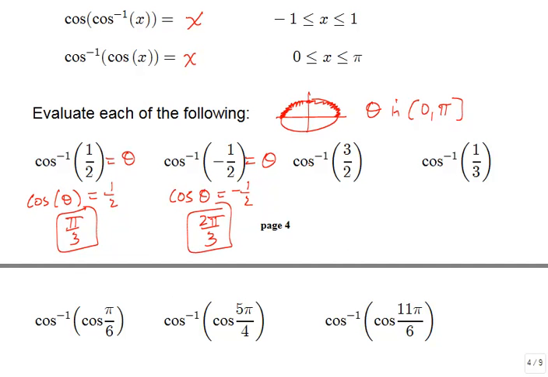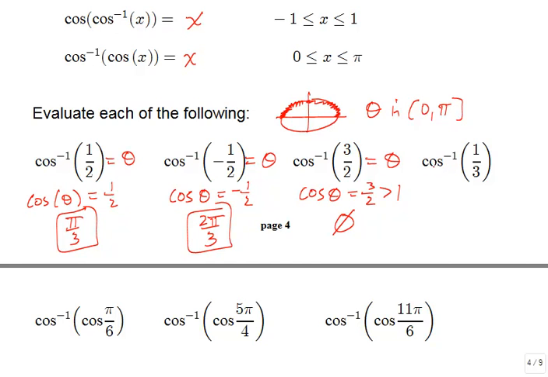What is the inverse cosine of 3/2? Well, it's some angle, and the cosine of that angle is supposed to equal 3/2. But that is impossible because 3/2 is bigger than 1, and cosine never gets bigger than 1. Its maximum is positive 1, so this is impossible.